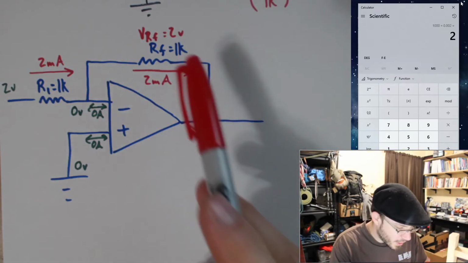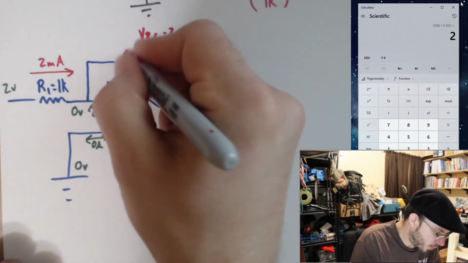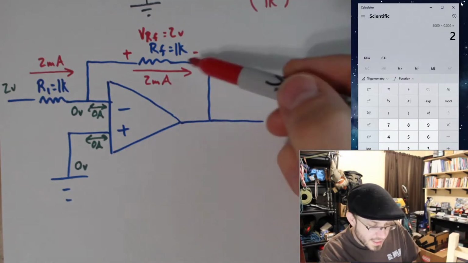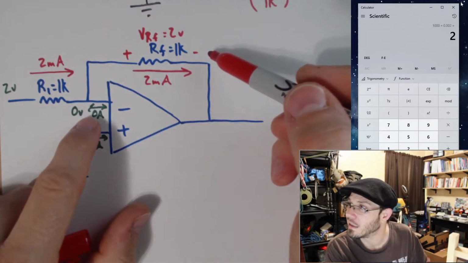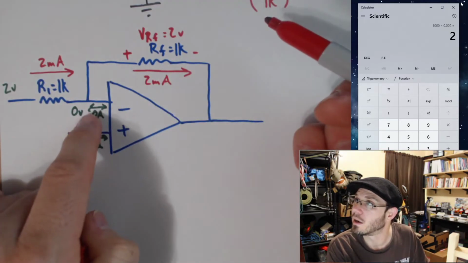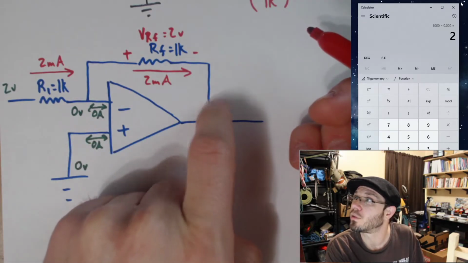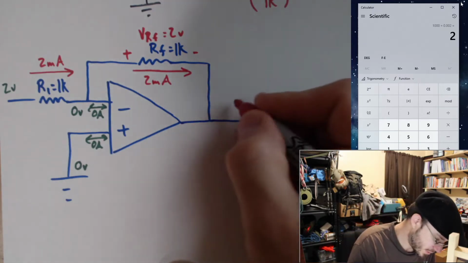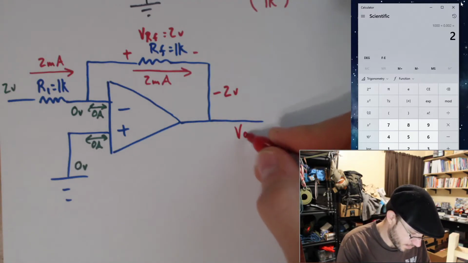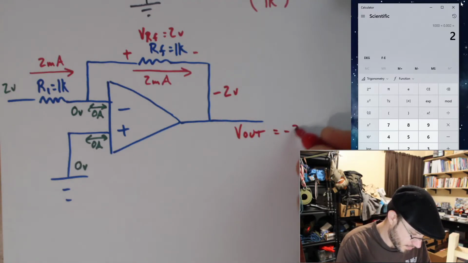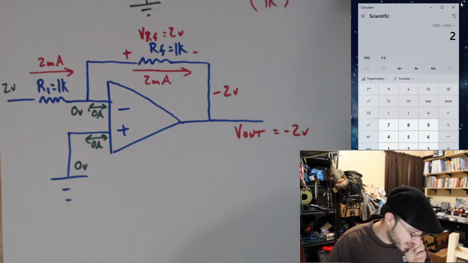Now, let's make sure that we interpret this correctly. Current always flows from a higher voltage to a lower voltage. This side must be less than this side. This side's at 0, so this must be less than 0 volts. By how much less? By 2 volts. So this, therefore, is minus 2 volts. Therefore, V out is equal to minus 2 volts.